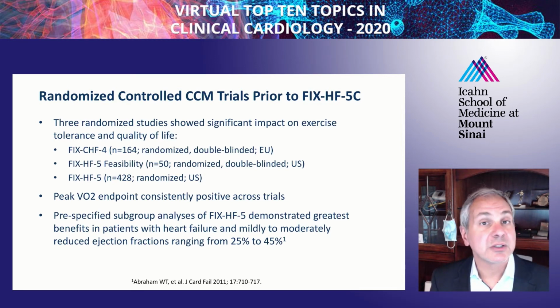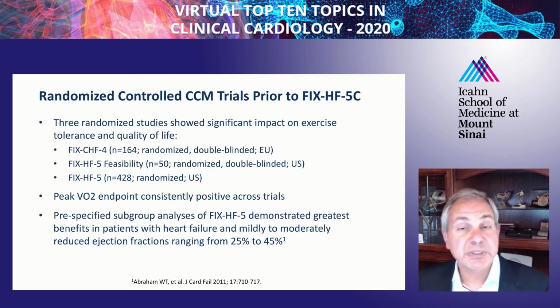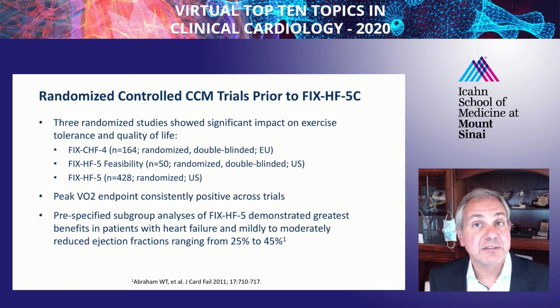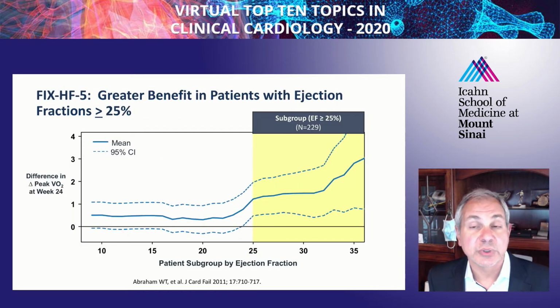These studies demonstrated quite consistently marked improvements in peak VO2 during metabolic exercise testing, compatible with a marked improvement in patients' exercise ability and functional status. And in a pre-specified subgroup analysis of the FIX-HF5, we saw that the greatest benefits were seen in patients with mildly to moderately reduced LV ejection fractions, ranging from 25% to 45%. And this was the population of patients that we carried forward into the FIX-HF5C confirmatory study.